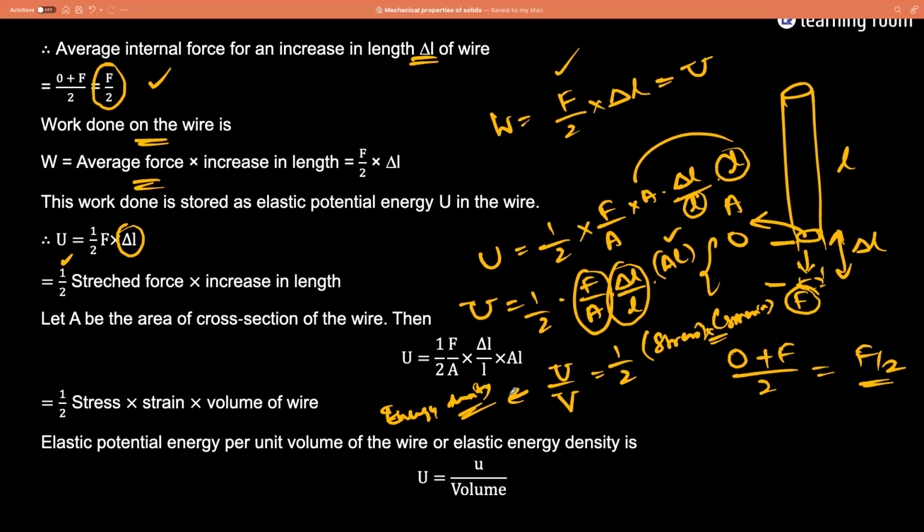Both are same. Yesterday I told you, external force applied is equal to the restoring force.